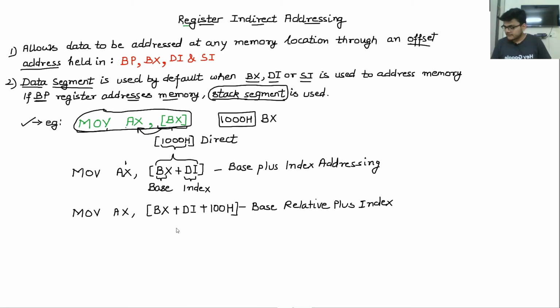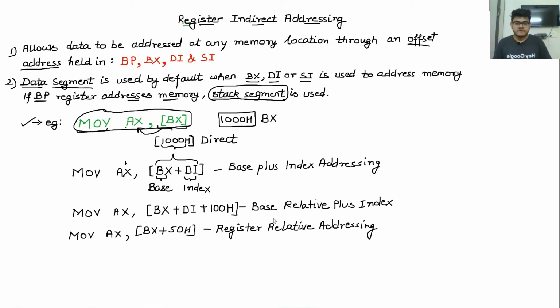We have one more type of addressing, which is register relative addressing. One more variant is this one: MOV AX comma, and instead of DI, I'm just going to write, let's say, 50H. This type of addressing is known as register relative addressing.